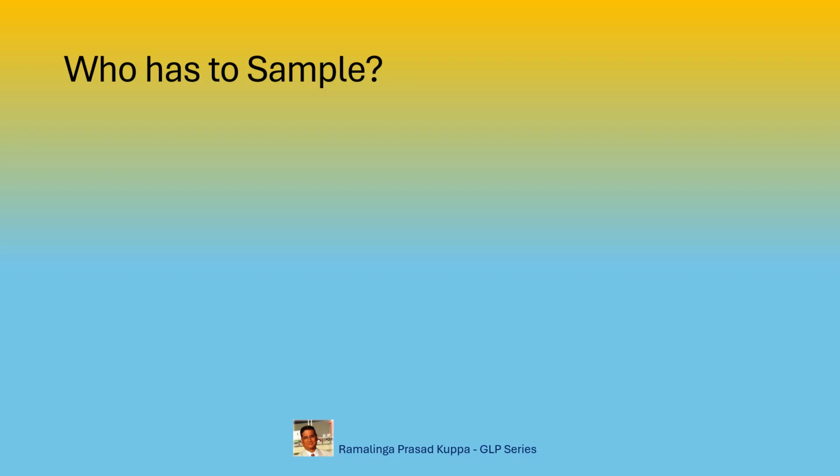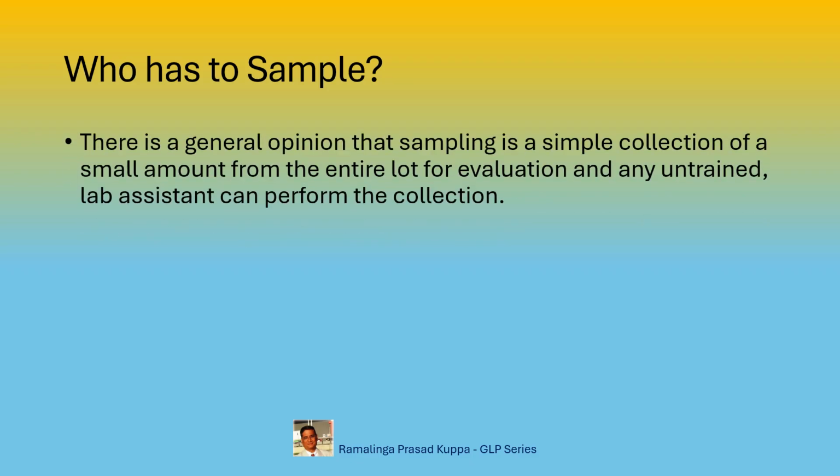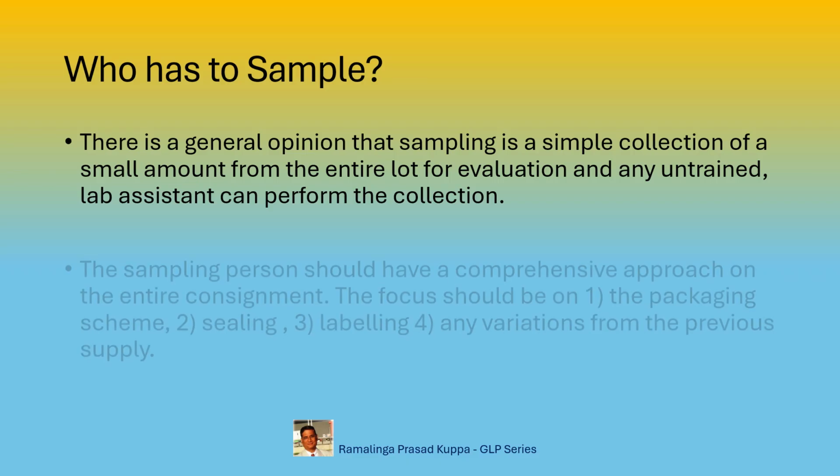Who has to sample? There is a general opinion that sampling is a simple collection of a small amount from the entire lot for evaluation, and any untrained lab assistant can perform the collection. Based on the criticality of the sampling procedure, it is now clear that it is not a lab assistant's job to sample a critical pharmaceutical input or the final product.